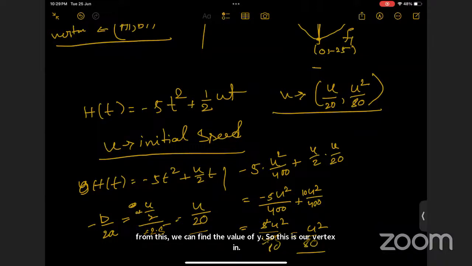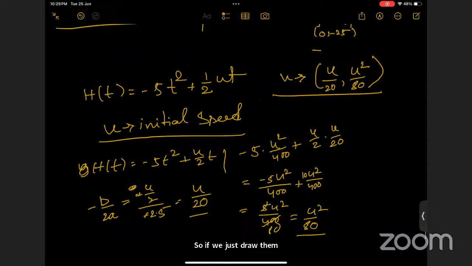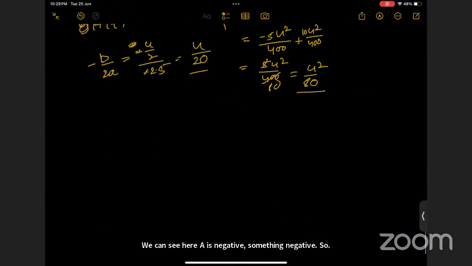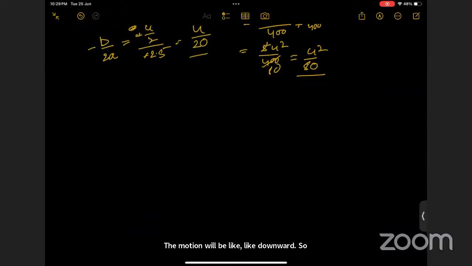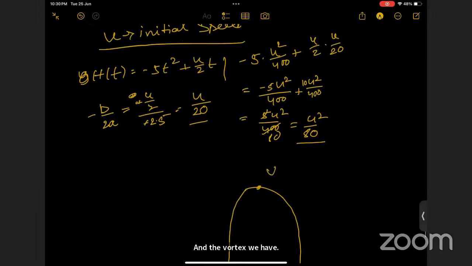So if we draw the parabola, we can see here a is negative, so the motion will be downward. Yeah. This is our parabola. And the vertex we have is u by 20, u squared by 80. This is our vertex.